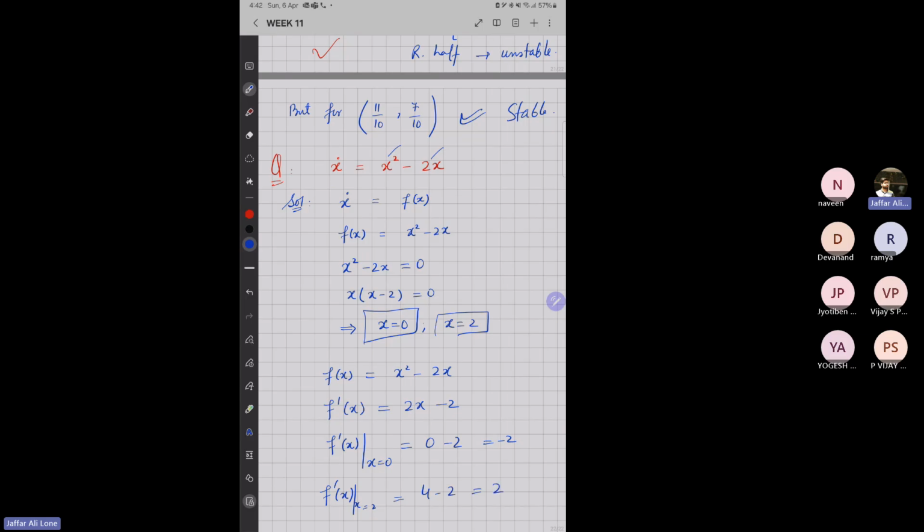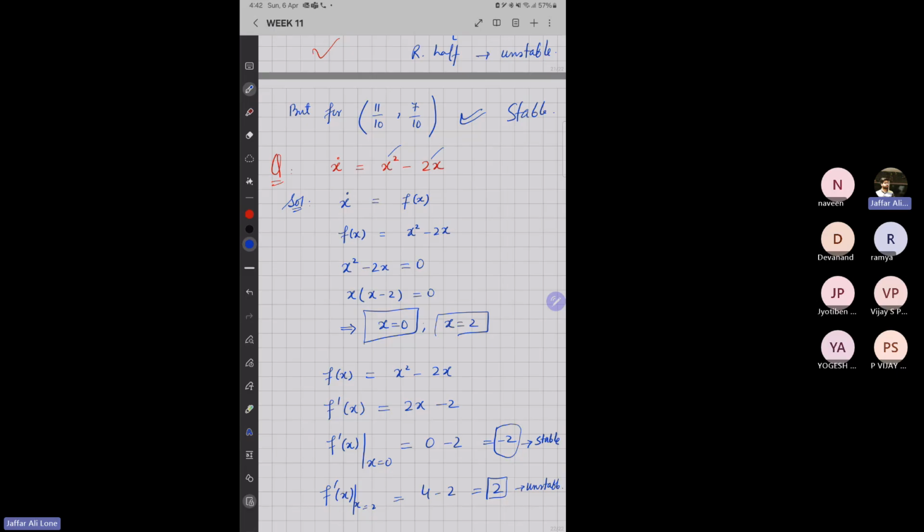So this is the eigenvalue. Here in this case, the eigenvalue is negative, which means this equilibrium point is stable. And this one is positive, which means the system is unstable. Is this now clear? Now you can understand the other one in a simple way.